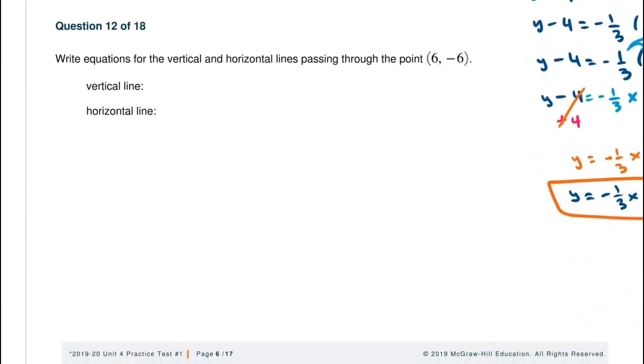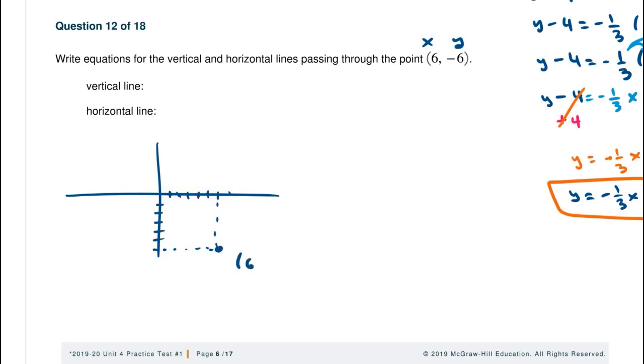Number 12, write an equation of a vertical and a horizontal line passing through the point (6, -6). So this is the x value, this is the y value. I'm going to pretend that I have a graph. So the x value is going to be 6: 1, 2, 3, 4, 5, 6. And the y value is negative 6: 1, 2, 3, 4, 5, 6.